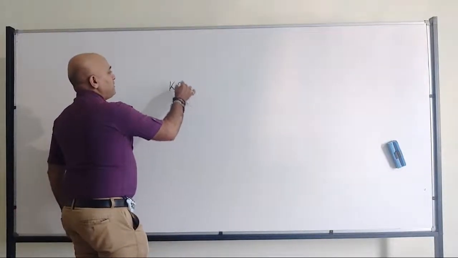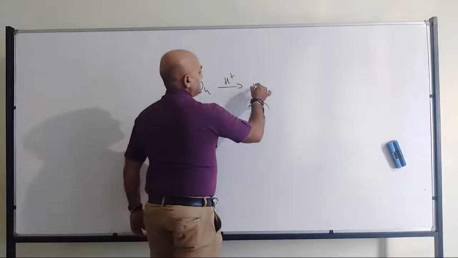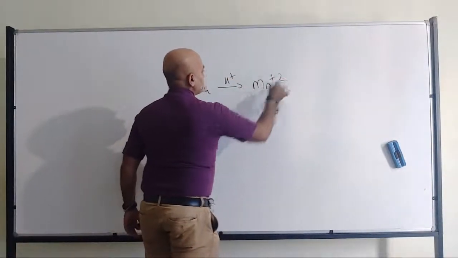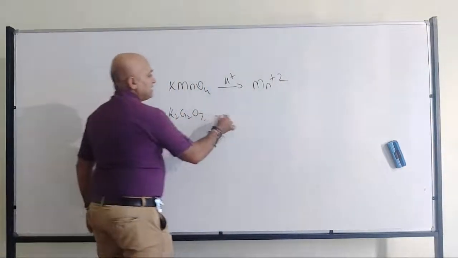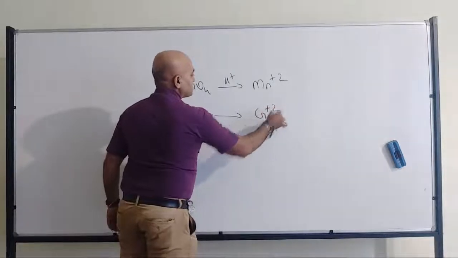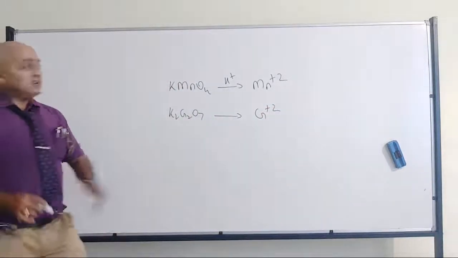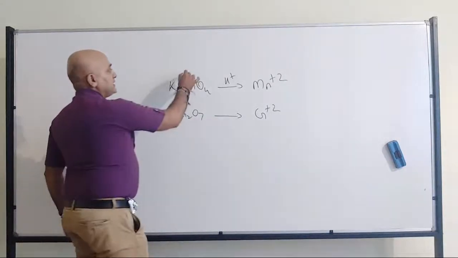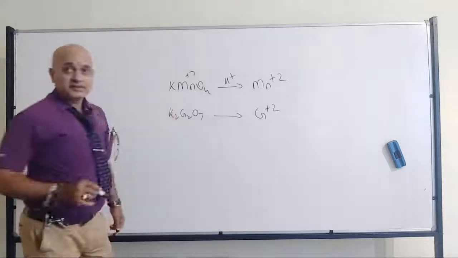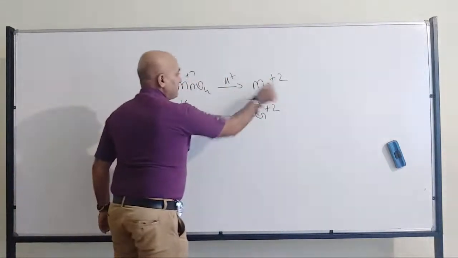See, for example, KMnO4 under acidic condition becomes Mn+2. Same way, K2Cr2O7 becomes Cr+3, because if you remember, chromium sulfate. What is the oxidation state? It is plus 7 here, plus 6 there. That means from plus 7 it is becoming plus 2.